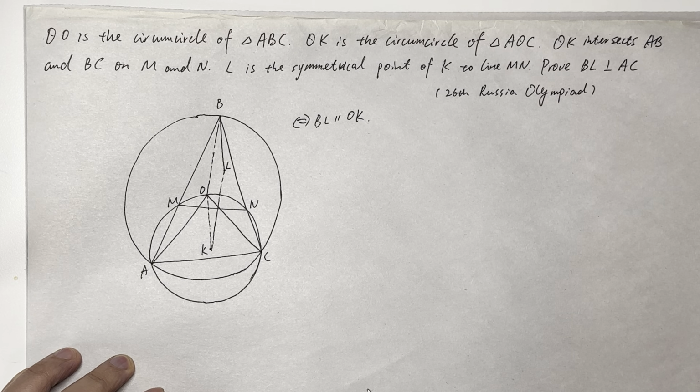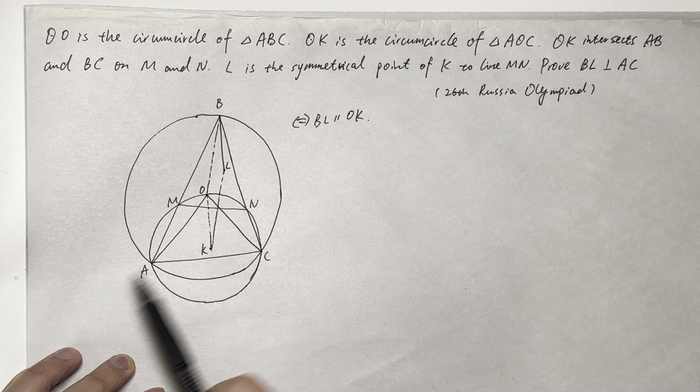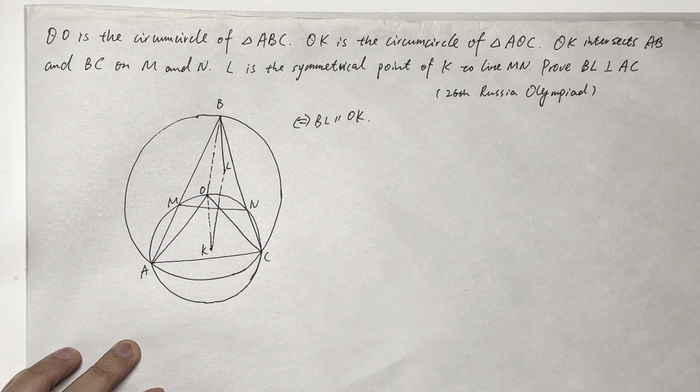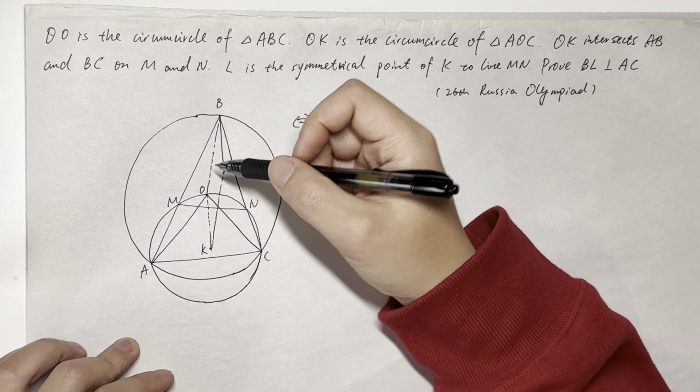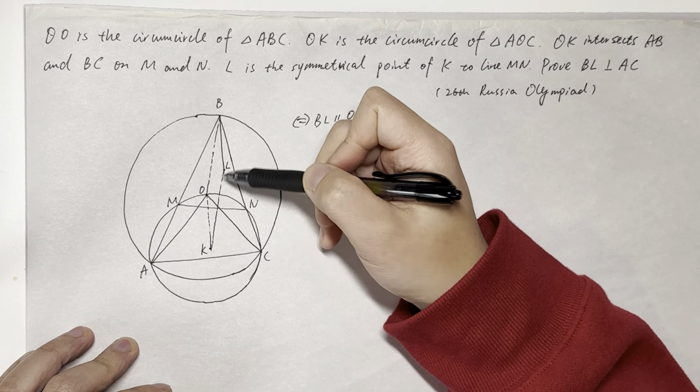Why do I want to find the segment length relation? Because we have two circles here. And look at these points, M, N, C, A, B. They are all on the circles. It gives us a lot of line relations, right? Because all the radii are equal. So let's try to prove that OB equals KL.